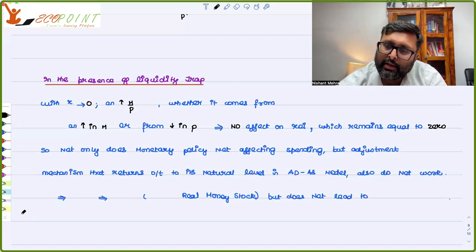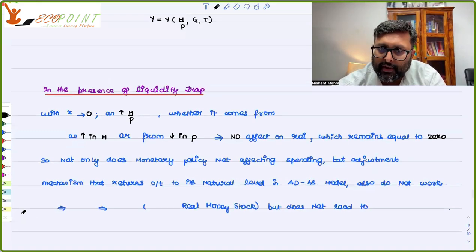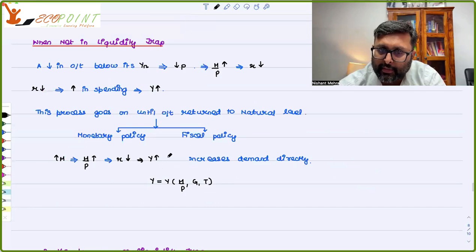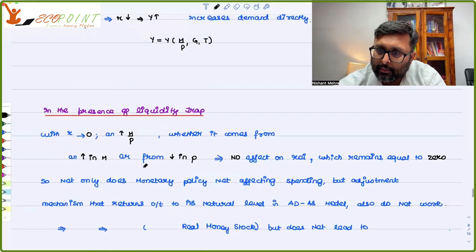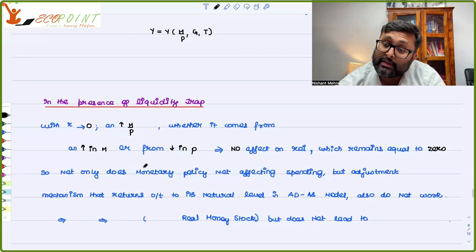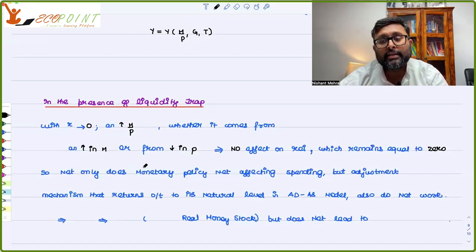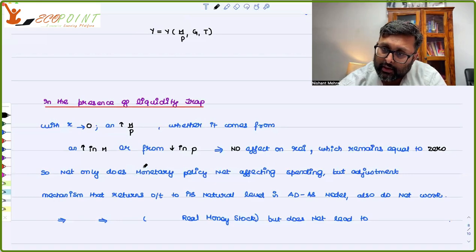So don't you think that monetary policy is not affecting aggregate demand? We have said here that you can increase aggregate demand by using monetary policy also. But how is aggregate demand going to be affected? Due to the changes in interest rate. If the interest rate is going to fall, investment spending is going to increase, and your output is going to increase. But here the interest rate is not changing. So why will investment change? So why will output change? So monetary policy is not affecting aggregate demand.